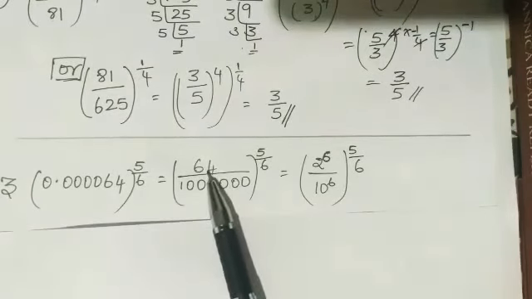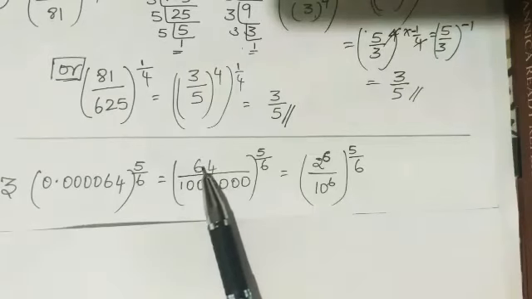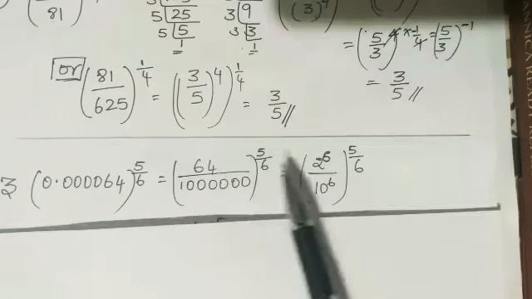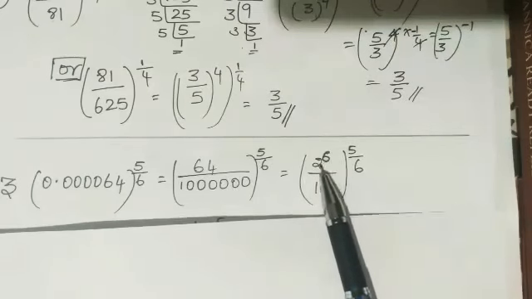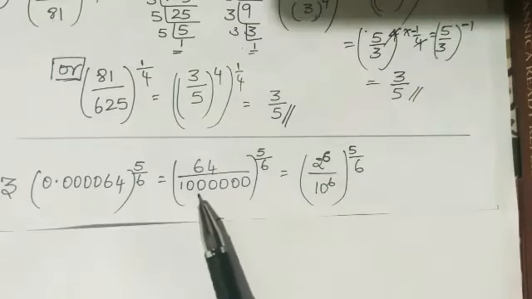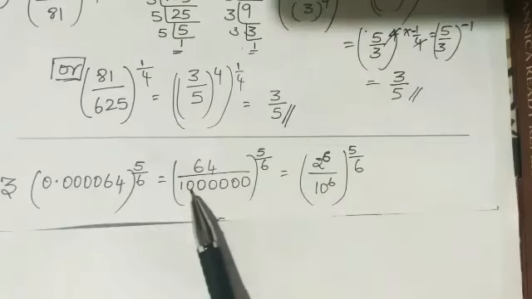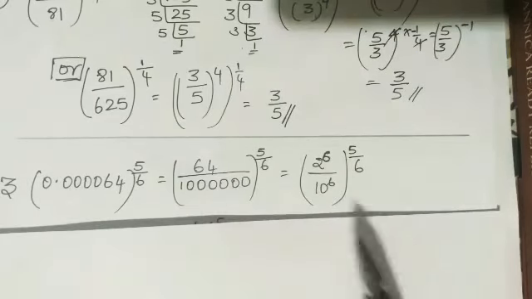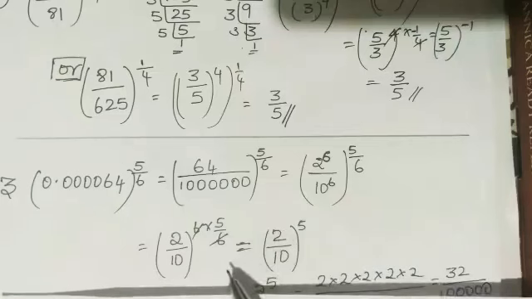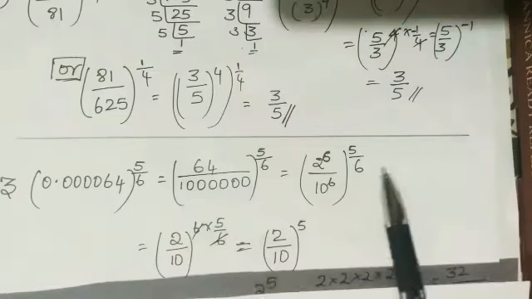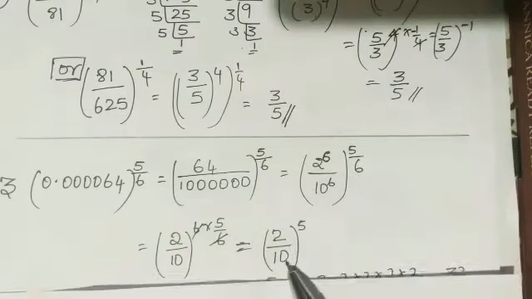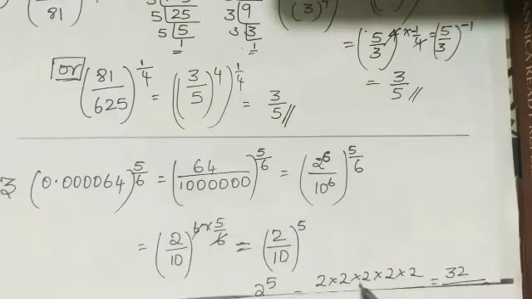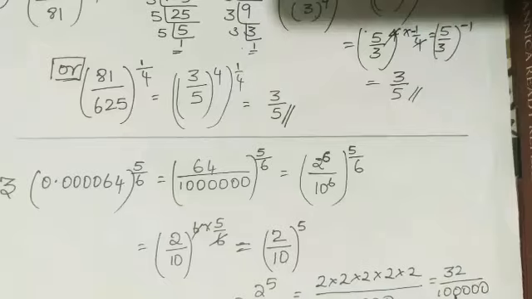You know that 64 is a multiple of 2. By prime factorization, you can find that 64 is equal to 2 into 2 into 2 into 2 into 2 into 2, that is 2 raised to the power 6. And what is this? This is 10 raised to the power 6, as there are 6 zeros here. After further calculation, these two 6's get cancelled. We will have 2 by 10 whole raised to 5. That is 2 into 2 by 10 into 10 into 10. We get the final answer as this one.